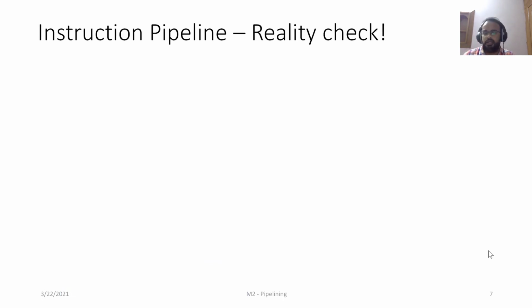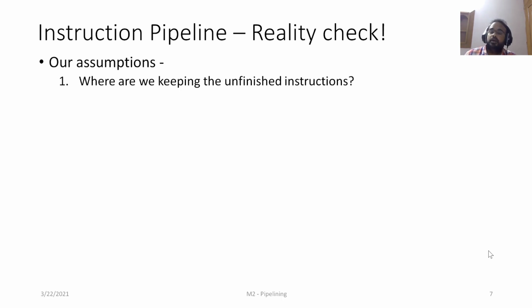The reality check here, similar to the car manufacturing unit: the first assumption we made is that we did not look at where we are going to keep the unfinished instructions. For example, after the fetch, we have the instruction in the IR. And what we have after decode are the destination and source register operands, what kind of instruction it is, and all this information. So where are we keeping it?